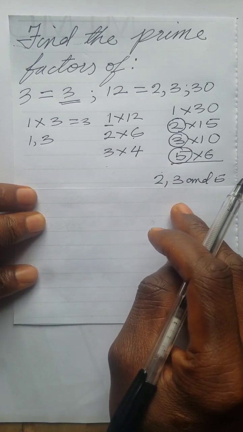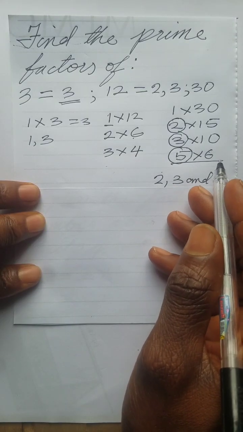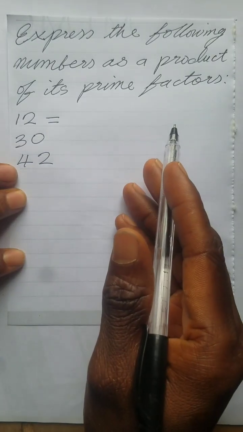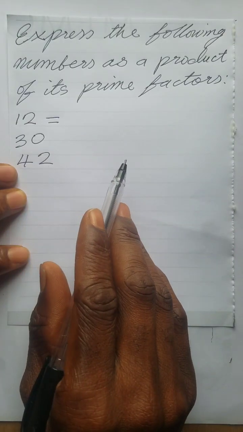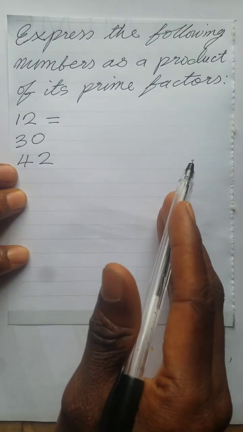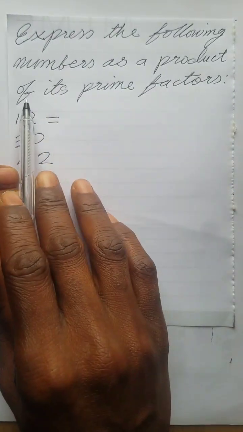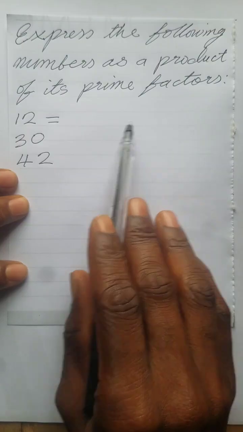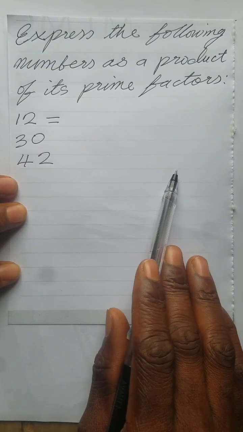But the problem with this method is that it makes you go around searching for all the factors, even the ones that are not prime, before you now sit down to select the ones that are prime. So in this next question, we are going to employ two methods. One, the one we just finished using, and then another method that we won't have to go through finding all the factors, even the ones that are not even prime. The question says, express the following numbers as a product of its prime factors. So it means express the first one, 12, as a product of its prime factors, express 30 as a product of its prime factors, and then finally we express 42 as a product of its prime factors.